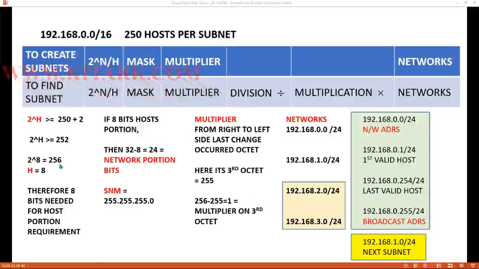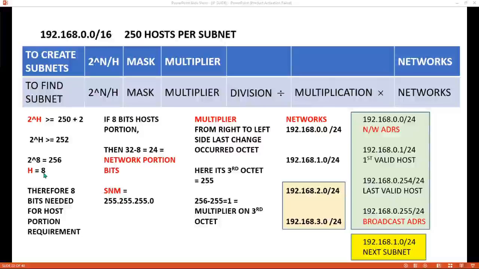You can't go for 2 to the power 9 because at that time you will get around 512. 512 is much higher than the required host value. If they require 250, go for the closest value that is greater than or equal to that value. So 256. Now we have found h is equal to 8, which means your number of host bits is 8. In this IP address, altogether you will have 32 bits. So for this 250 host requirement, you only need 8 bits.